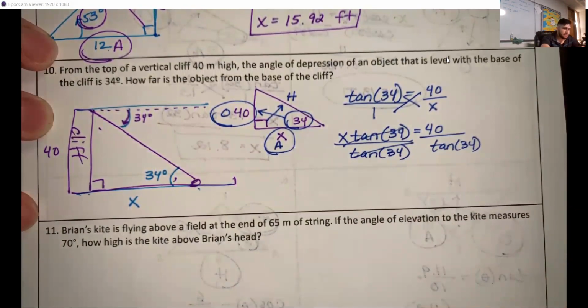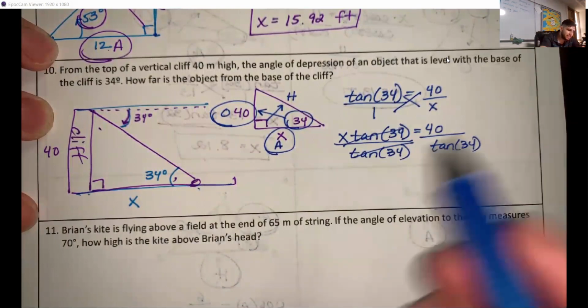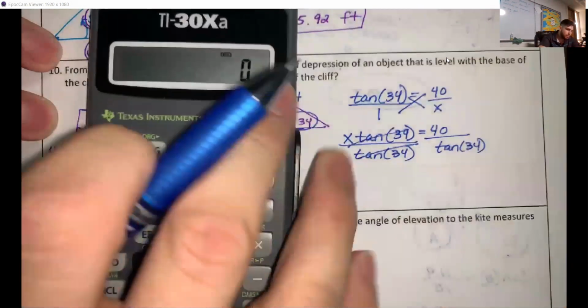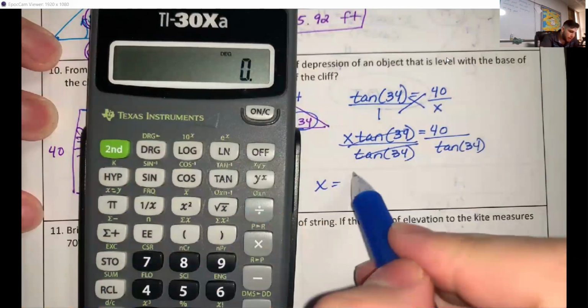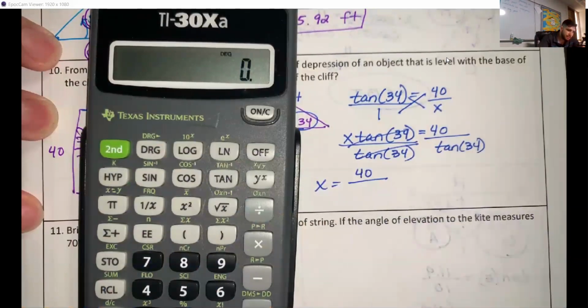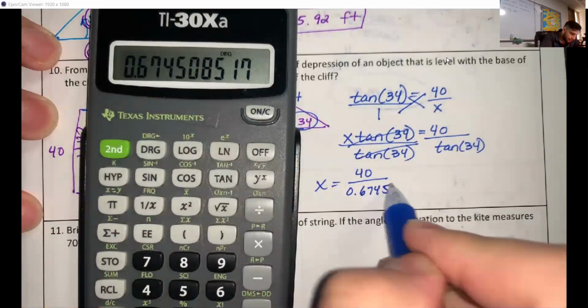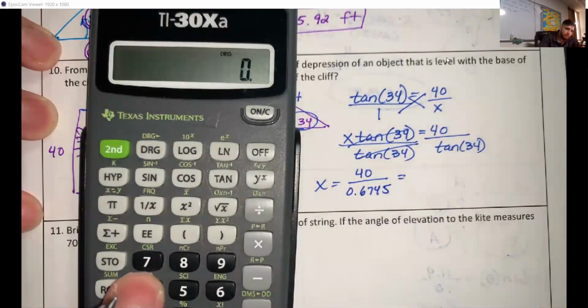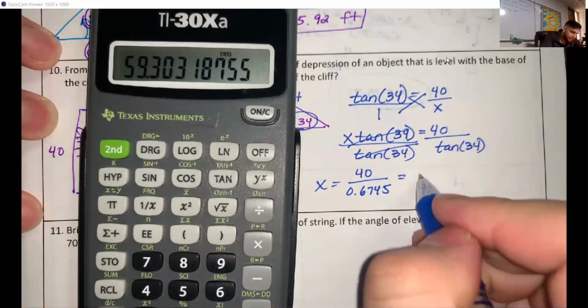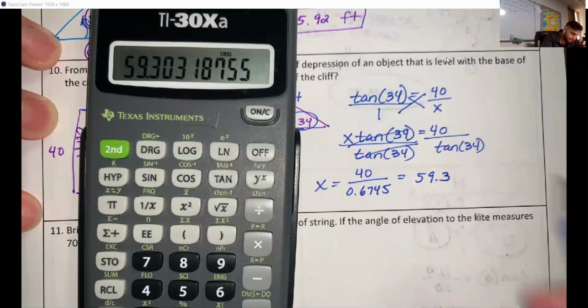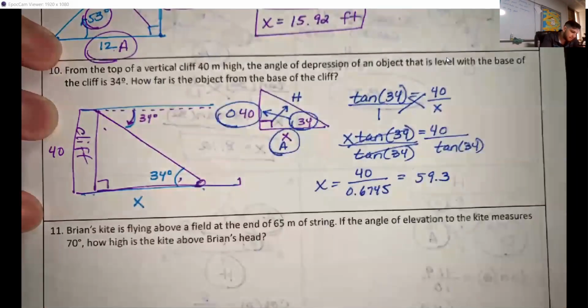Please don't get offended by this, but I don't trust you guys to put this in your calculator all in one go. I would rather you just write the decimal. X is equal to 40 divided by, let's write the decimal out here. So we have tangent of 34, and let's do 4 decimal places, 0.6745. And then let's just do it all in one go. 40, not 400, 40 divided by 0.6745 gives us 59.3. What is this, meters? Yeah, meters.